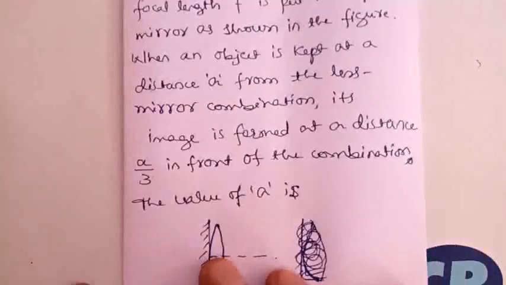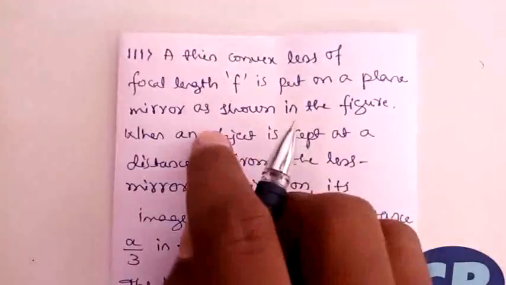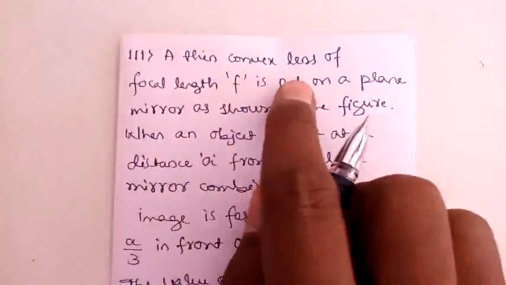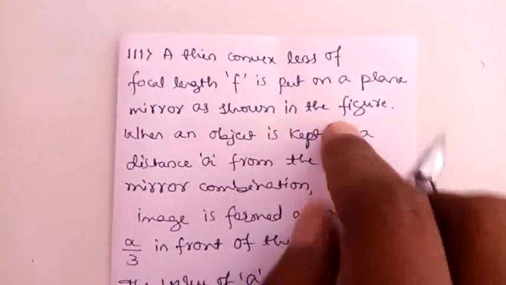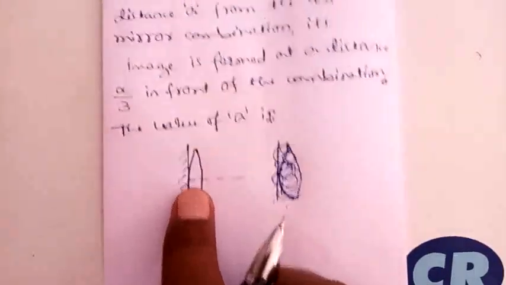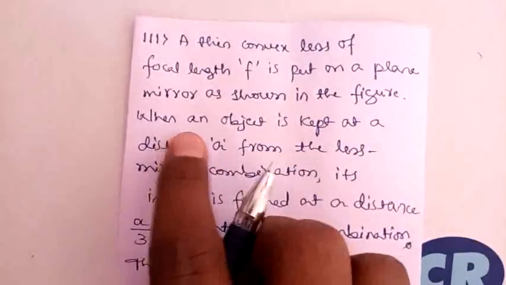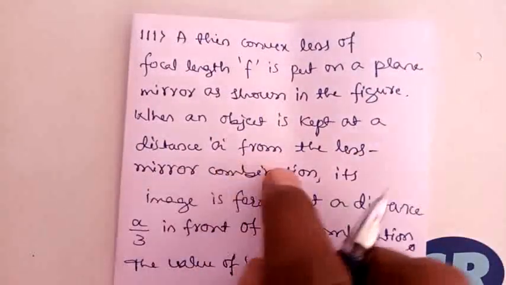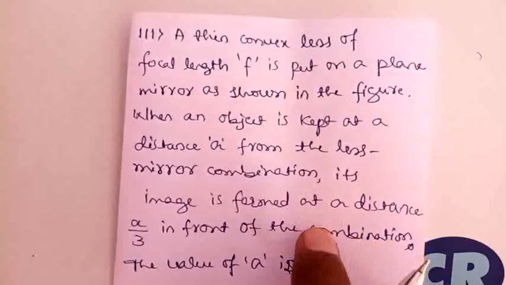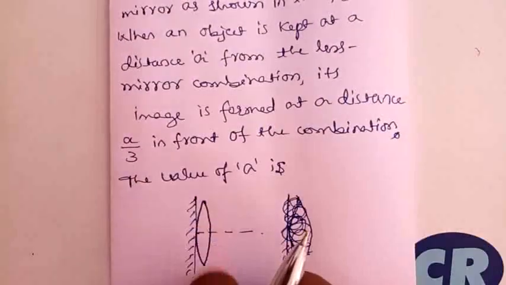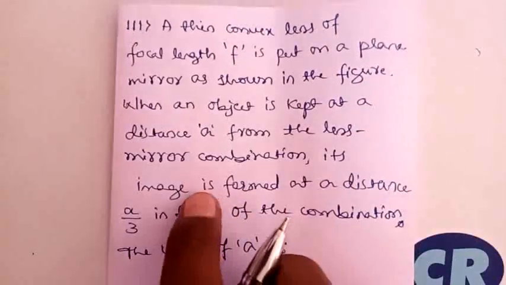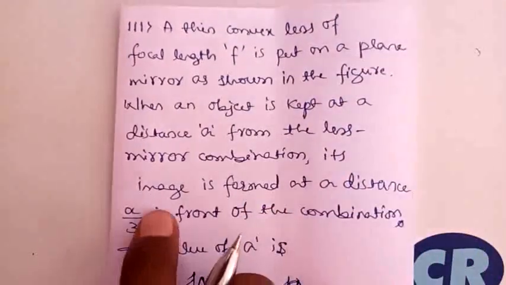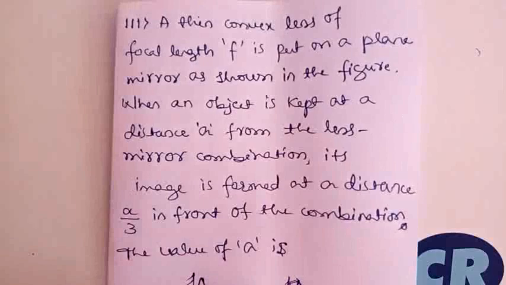So next, number 111, a thin convex lens of focal length f is put on a plane mirror as shown in the figure. So as shown in the figure, when an object is kept at a distance a from the lens mirror combination, okay, it is called lens mirror combination, its image is formed at a distance of a by 3 in front of the combination, okay.